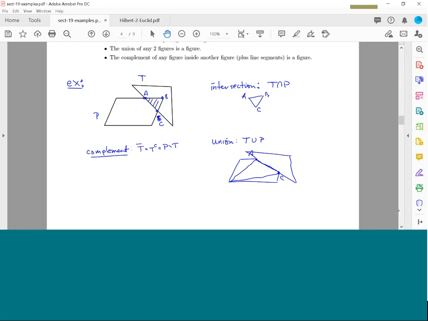What is that? It's simply your parallelogram, your figure P, and you subtract out everything that was in the triangle T. But if you subtracted out any line segments that should have been edges, put them back in. So that dotted line that would disappear with the triangle T, put that line segment back in. And this then would be your complement. And that's it. That's how you manipulate these things.